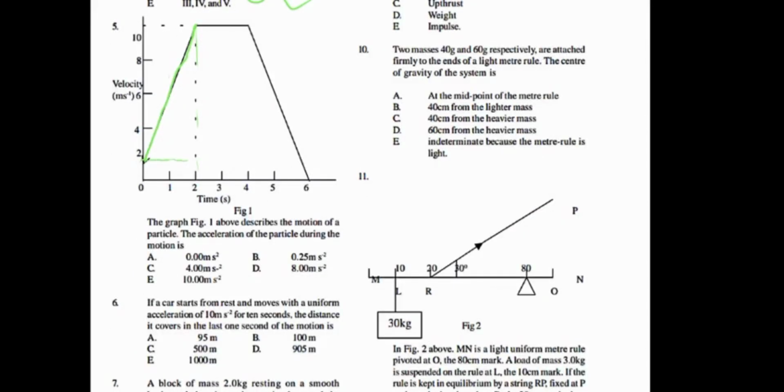It says the graph, figure 1 above, describes the motion of a particle. The acceleration of the particle during the motion is what? So acceleration is just the velocity that is covered over the time that is taken, right? So you can just make it like a triangle this way. So in that case, how do we go about it?